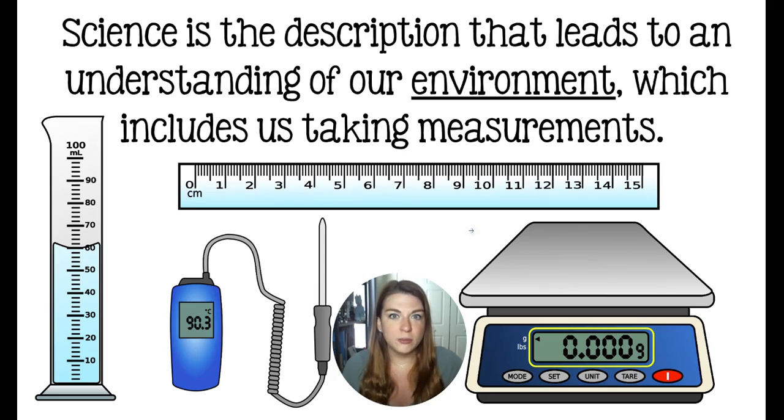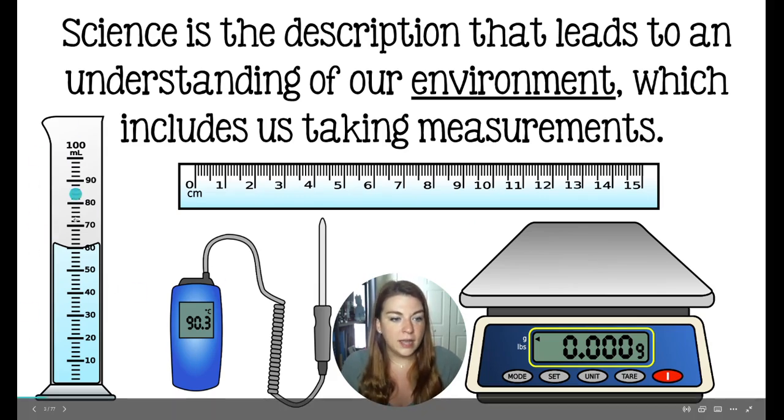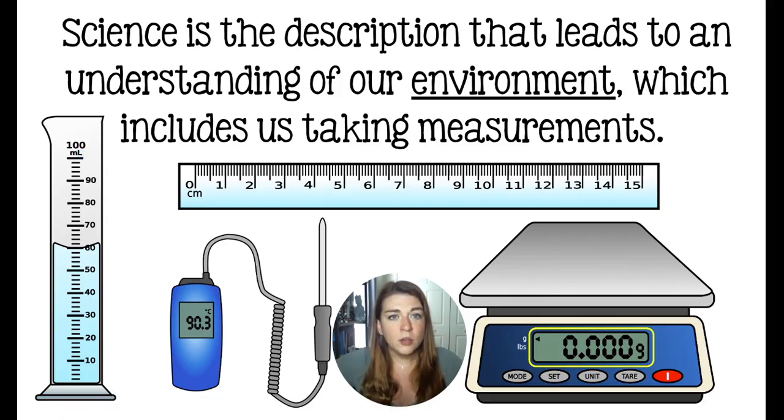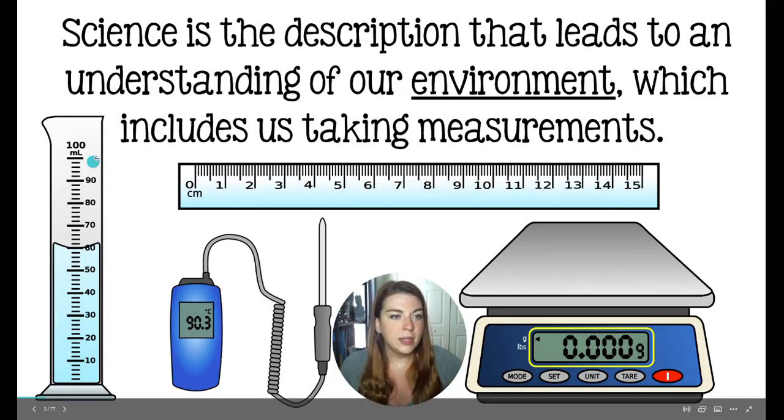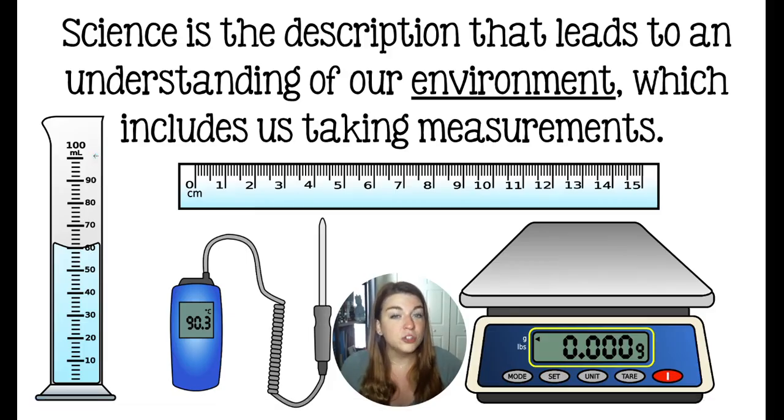So we have some tools in chemistry that help us to take measurements. First off is this baby right here on the left called a graduated cylinder. A graduated cylinder measures volume, and volume is the amount of space that something takes up. So this is measuring the amount of space that this water takes up. And the unit we typically use for volume in chemistry is milliliters. Occasionally we will use liters. We'll talk more about that in another video.